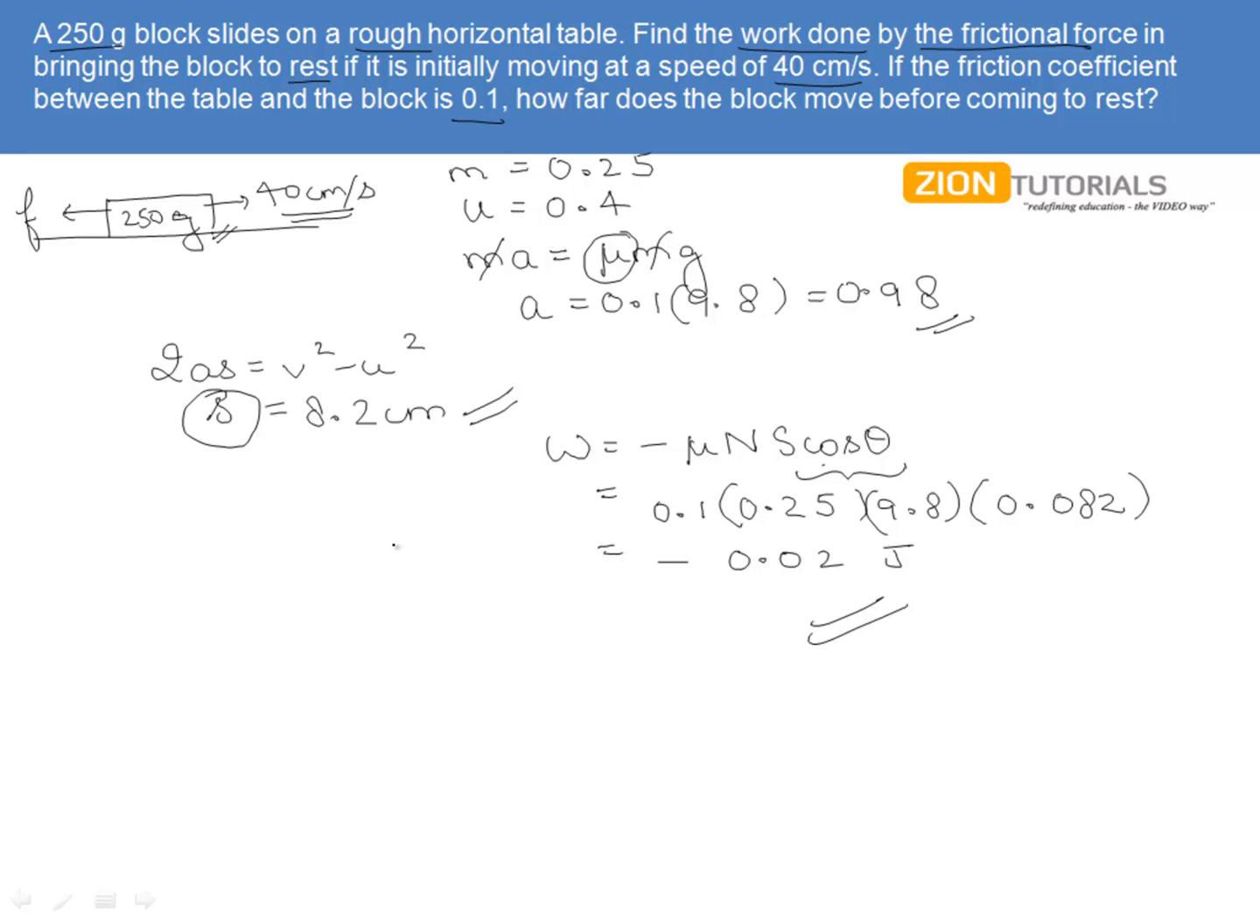But actually we needed to find out how far the block moves before coming to rest. This is this distance, 8.2 centimeters.